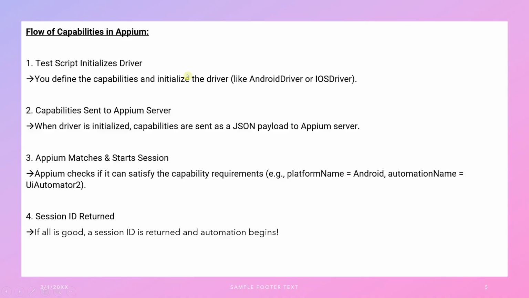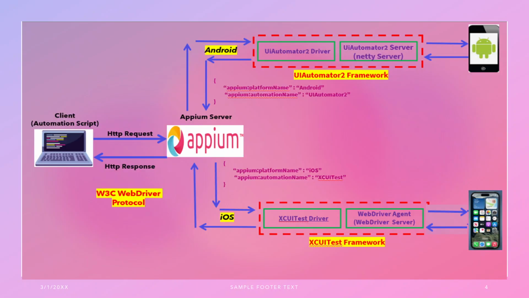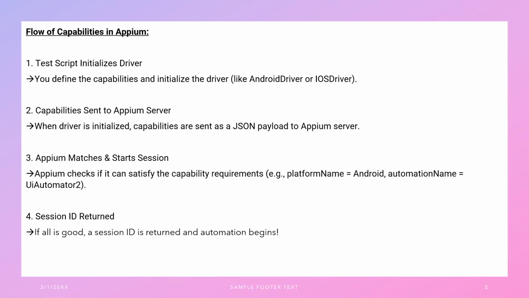Next is the flow of capabilities. Whatever I explained in the architecture diagram, I'm explaining here in documentation. The test script initializes the driver under the client. The first step is that the test script initializes the driver: you define the capabilities and initialize the driver, like Android driver or iOS driver.